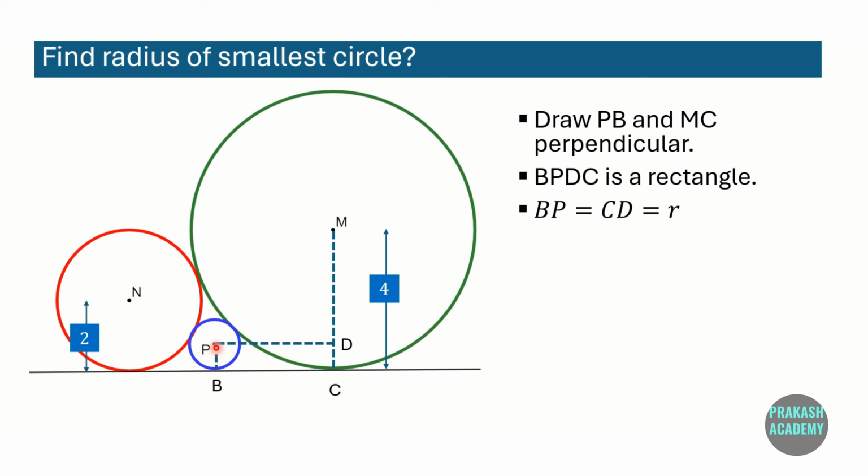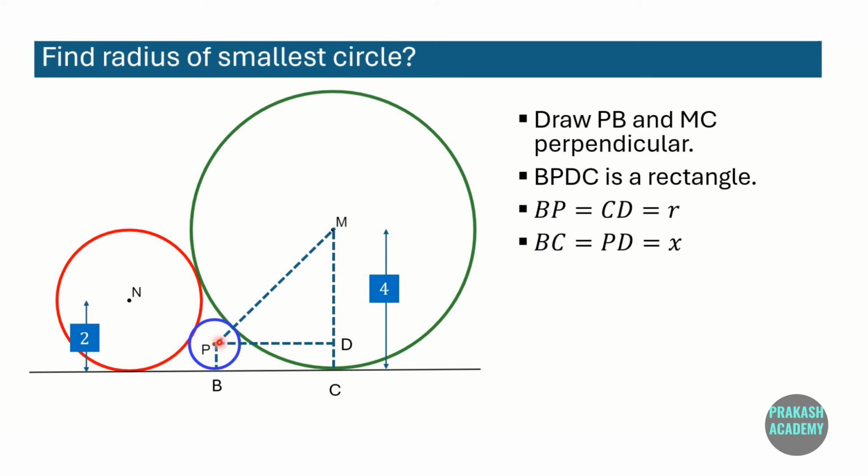Now let us say the radius of the smallest circle is r, a small r. And since this is a rectangle, this side is equal to this side. In a rectangle, opposite sides are equal. So BP is equal to CD and both are equal to the radius. Now let us say this distance is x, BC is x. So this will also be equal to x because these are opposite sides of the rectangle. So BC equals PD equals x.